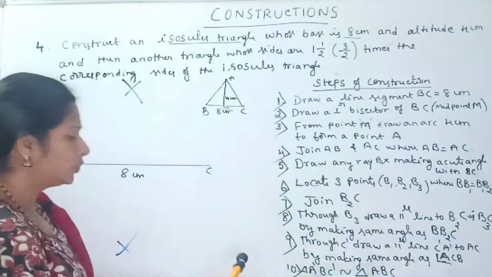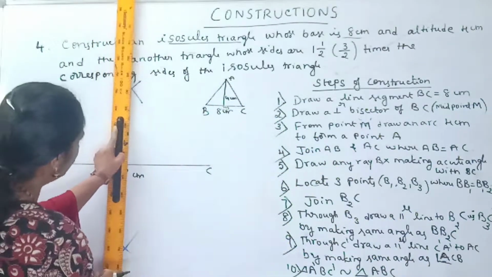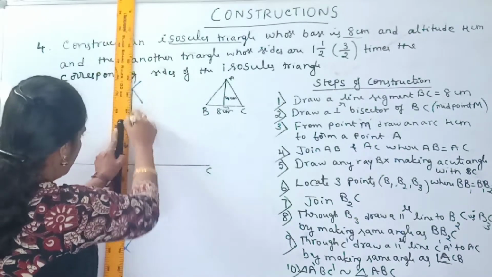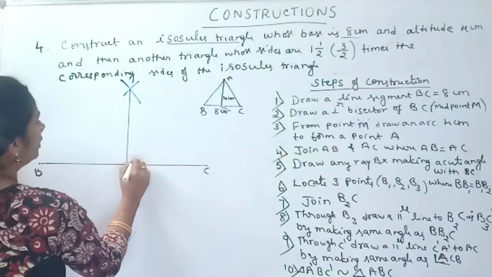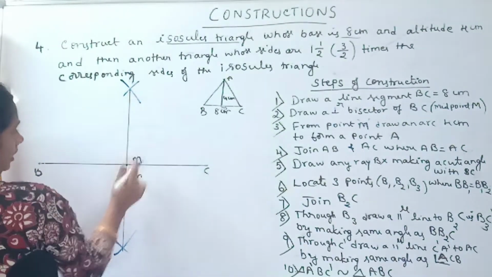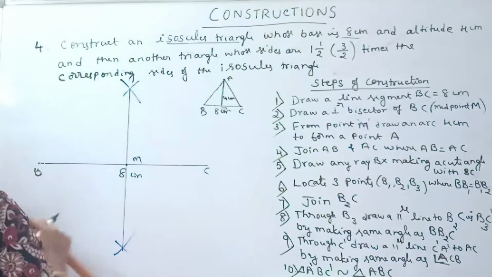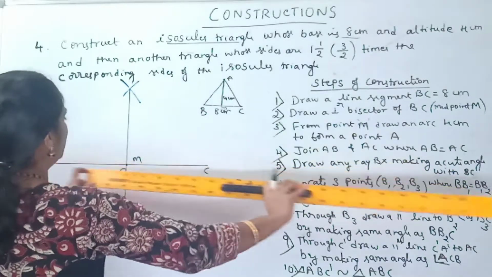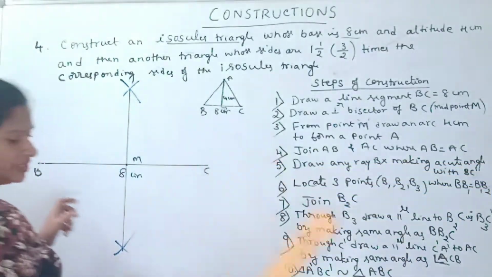Now you have to join those two arcs. Let it intersect BC at M. Now M is the midpoint of BC. If you measure BM you will get 4 cm, and MC also you will get 4 cm.